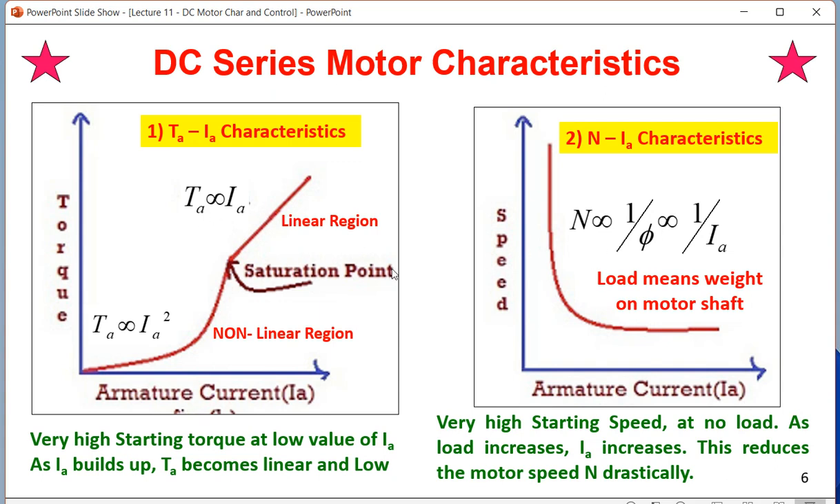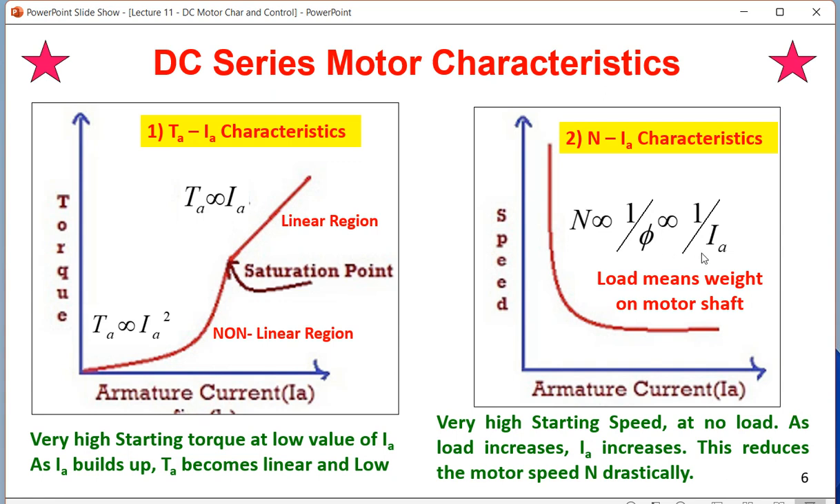Both these two characteristics can be asked for 6 to 8 marks, and whenever you are explaining the T-IA characteristic, you have to explain two regions. For the N-IA characteristic, if you explain only one region, it is okay. And IA is proportional to phi. Why so? Because this is a DC series motor, so IF is directly proportional to IA and phi is directly proportional to IA. So for DC series motor, the N-phi characteristic is the same as the N-IA characteristic.